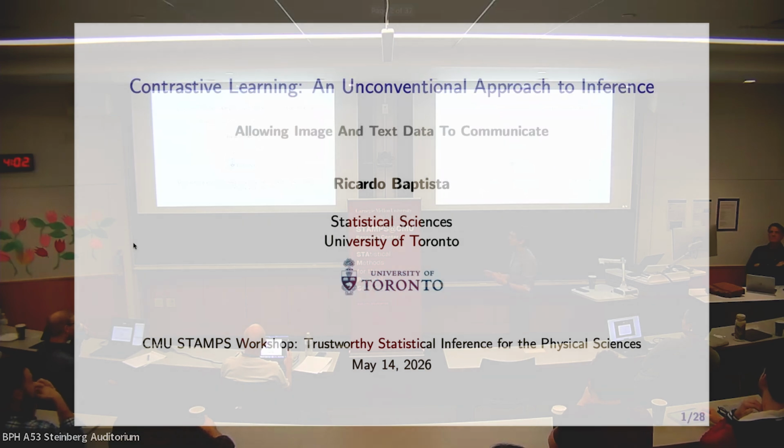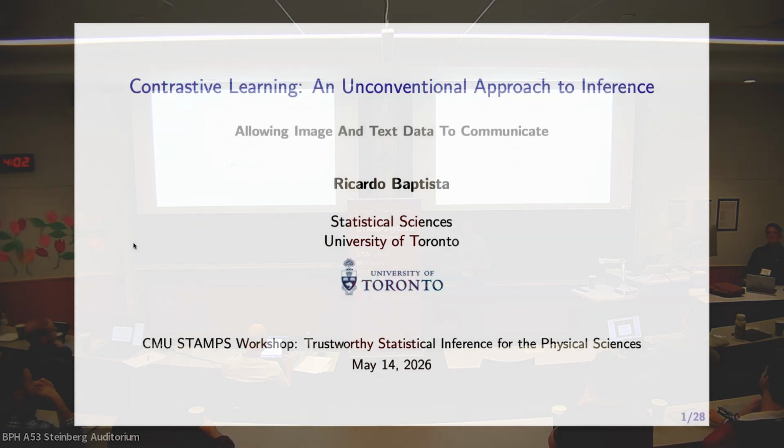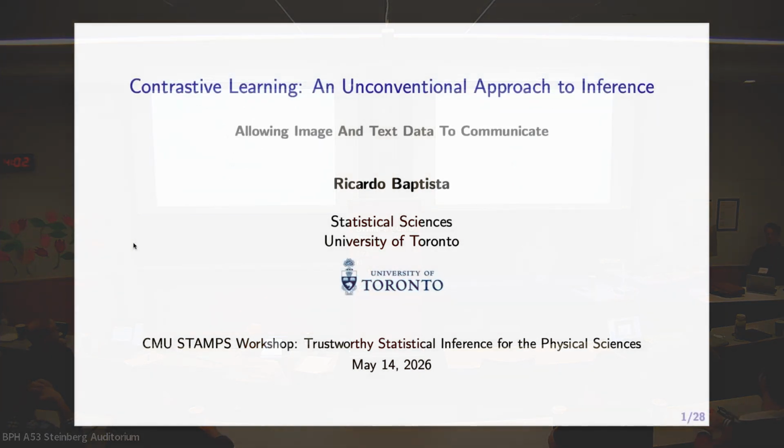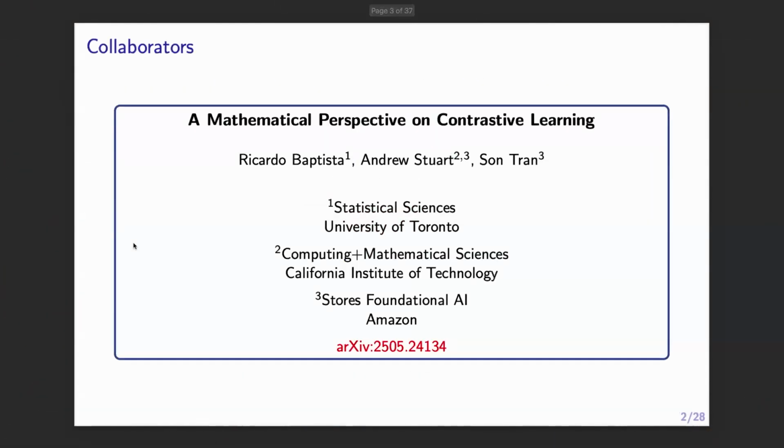As part of the talk, I want to show how this can also be used as a maybe unconventional approach to solve inverse problems. And that is both in the context of image and text data, but also for other types of data in the sciences. Before I get started, I want to acknowledge my collaborators. This is joint work with Andrew Stewart and San Tran. So this is work that was done while I was at Caltech before joining Toronto this past year.